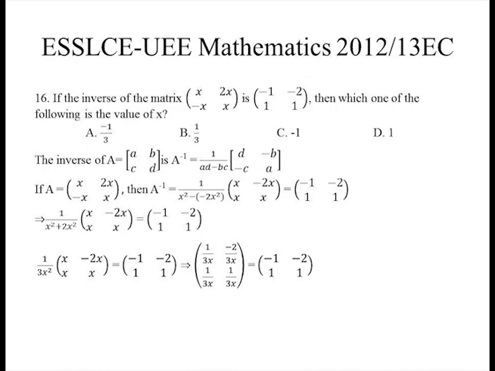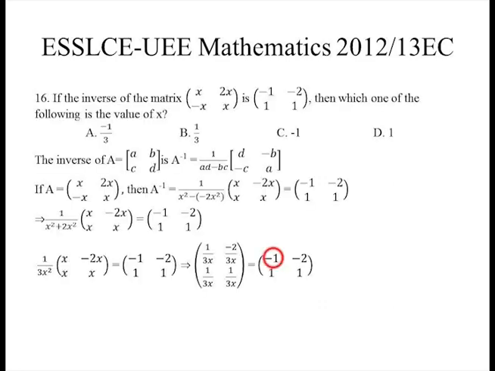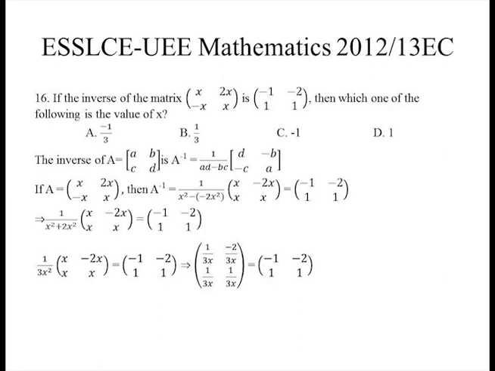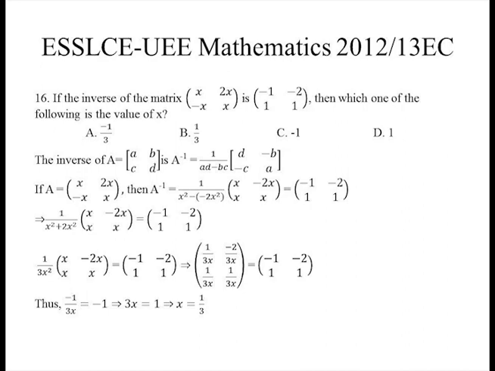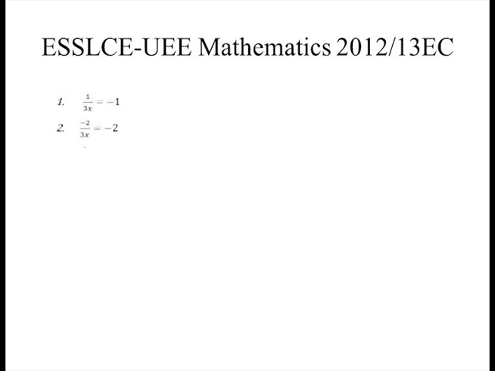Taking any one of the terms at the left and equate it with the corresponding terms at the right, that's first element of the left side matrix, that's 1 over 3x, is equal to first element of first row of the right side matrix, that's negative 1. Second element of first row of the left side matrix, that's negative 2 over 3x, is equal to second element of first row of the right hand side matrix, that's negative 2.